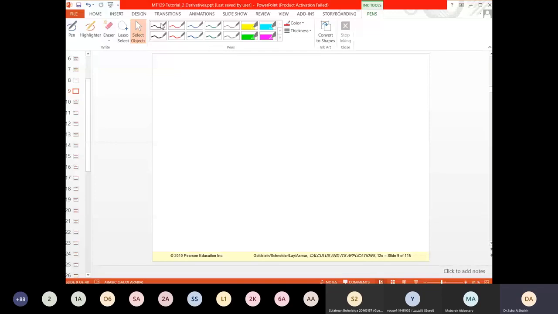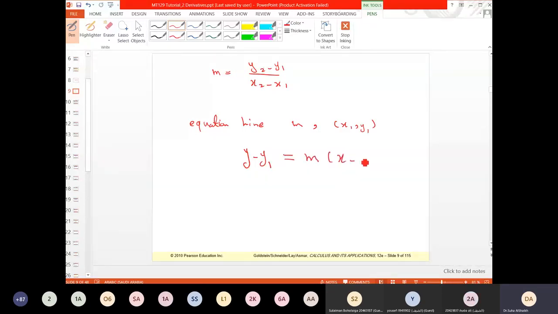So the other important thing that you need to know here is that m is equal to y2 minus y1 divided by x2 minus x1. This is how we calculate the slope. Another thing, in the equation of the line, if they are giving me m and 1 point, let's say x1 and y1, it's given by y minus y1 equal to the slope m multiplied by x minus x1.